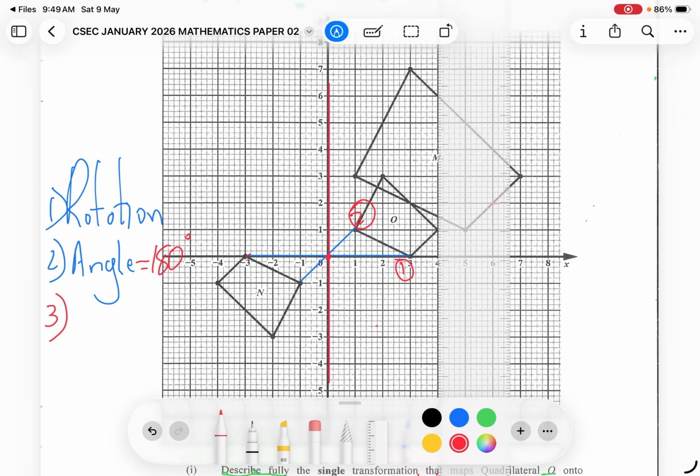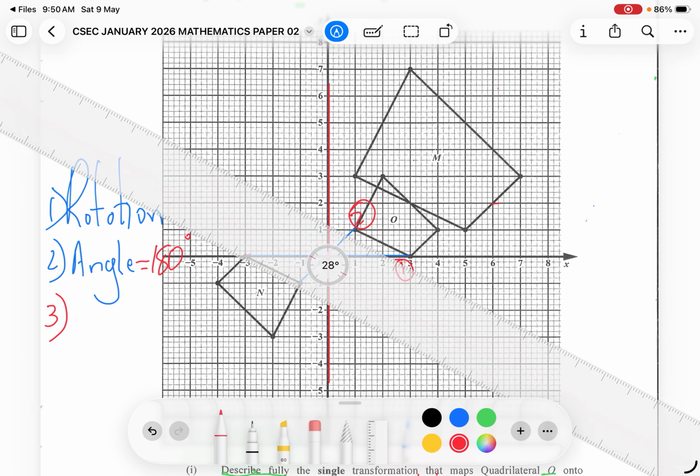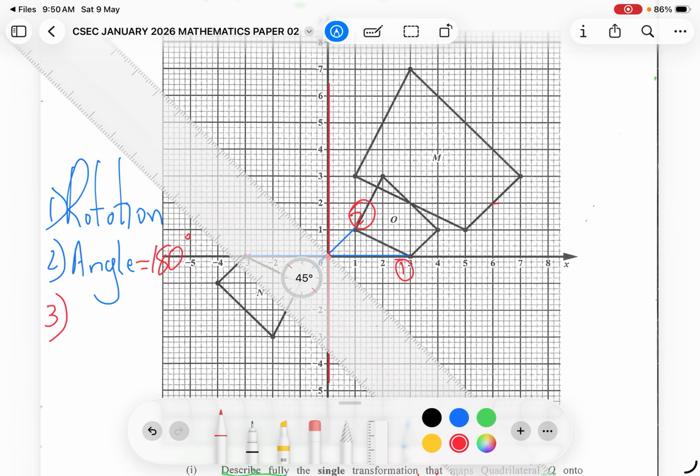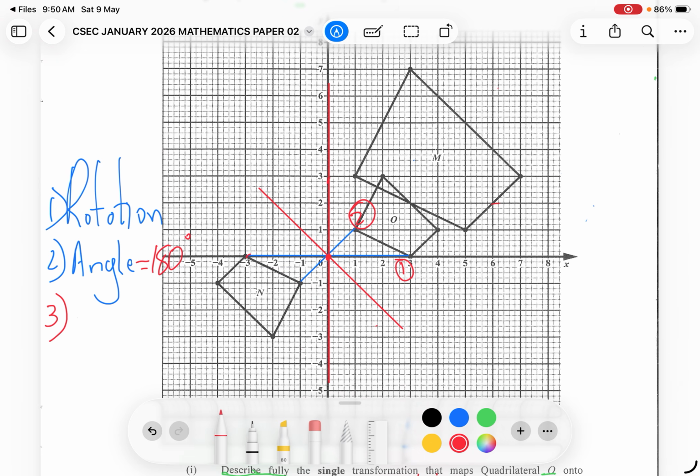Since this line, line 2, is running at a gradient of +1, then the perpendicular bisector would be running at a gradient of -1 in the opposite direction, like this. And it must run through the center of the line since it's a bisector.